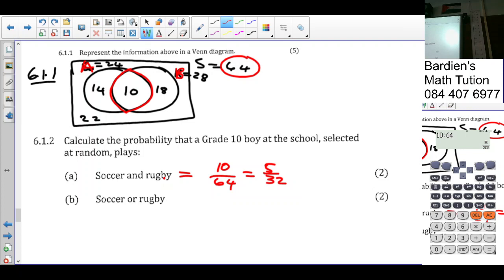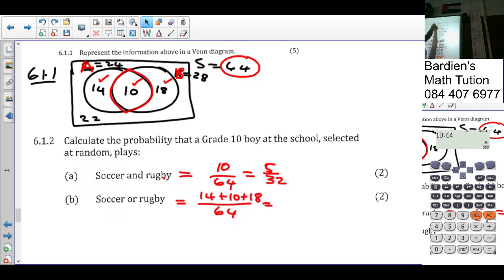Alright. Then it says rugby or soccer. So it's going to be 14, 10 and 18. Or I can take the complement, which is 1 minus 22/64. Okay? I'm just going to go with, it's fairly simple, it's 14 plus 10 plus 18. That gives us 42. So 42/64, 21/32.